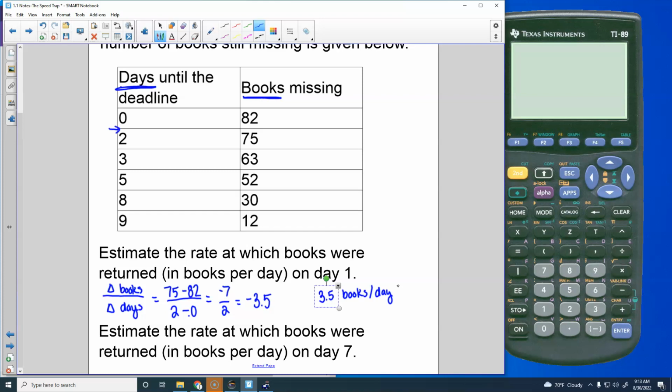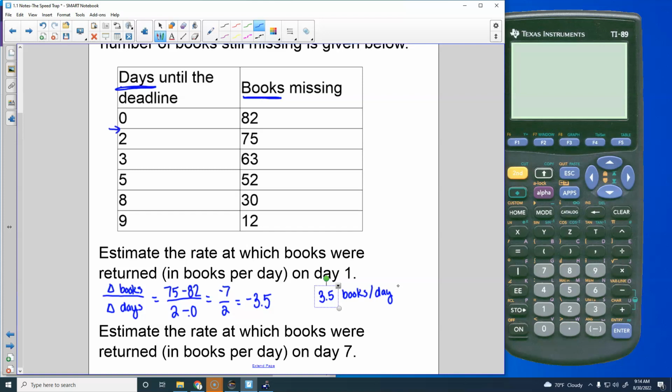So you just kind of have to read into the situation. Now there are times where it would be appropriate to use the negative. For example, if it said estimate the rate at which the number of books missing is changing, then you would say that that rate is either a negative 3.5 or that it's decreasing by 3.5 books per day.